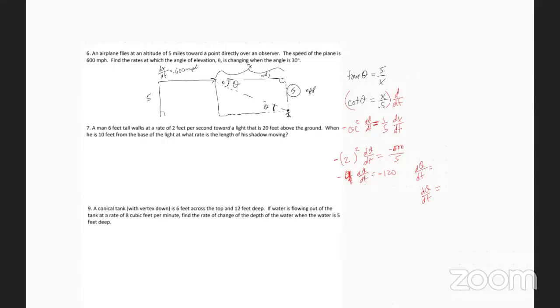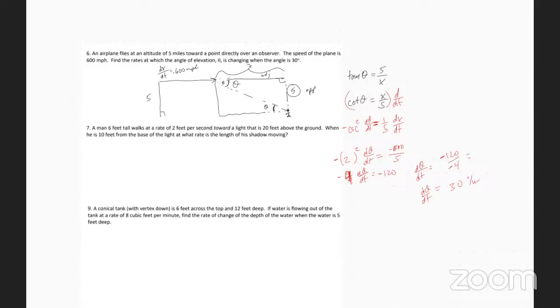Right? Negative 120 divided by negative 4, which equals positive 30. So 30, sorry, I was saying radians, it's degrees. It's 30 degrees per hour, I believe, is the answer. Okay, that makes more sense.